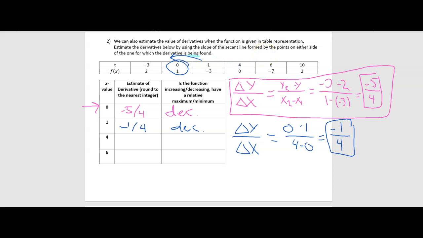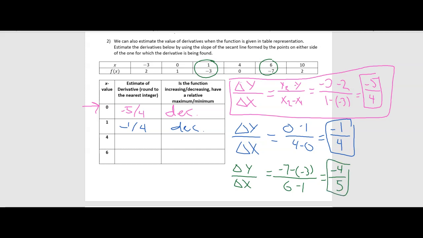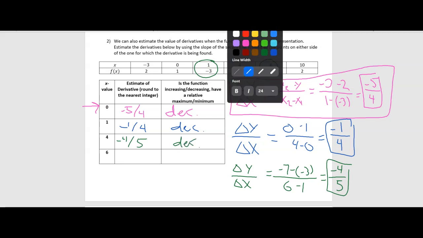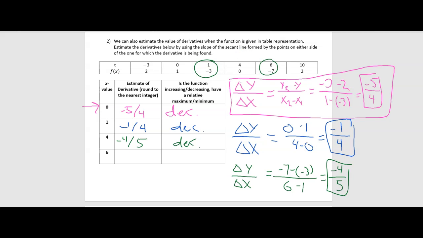At x equals 4, the 2 points to either side are right here. So change in y over change in x, it's going to give me negative 7 minus negative 3 divided by the quantity 6 minus 1. So that gives me negative 4 over 5, which is also negative, which means the function is decreasing. Let's see if our last point gives us something different.